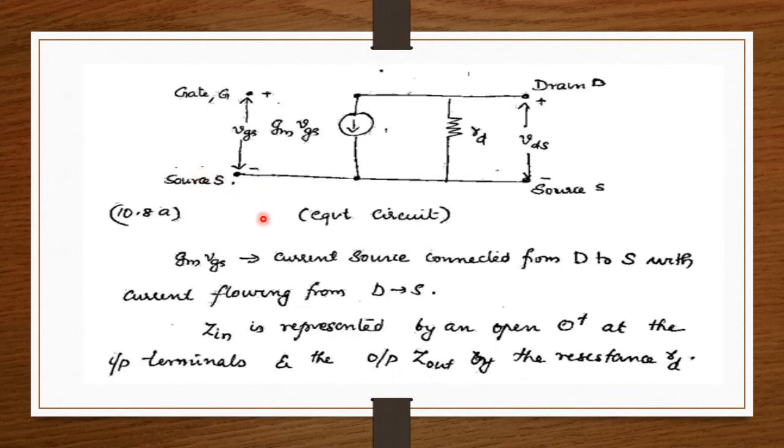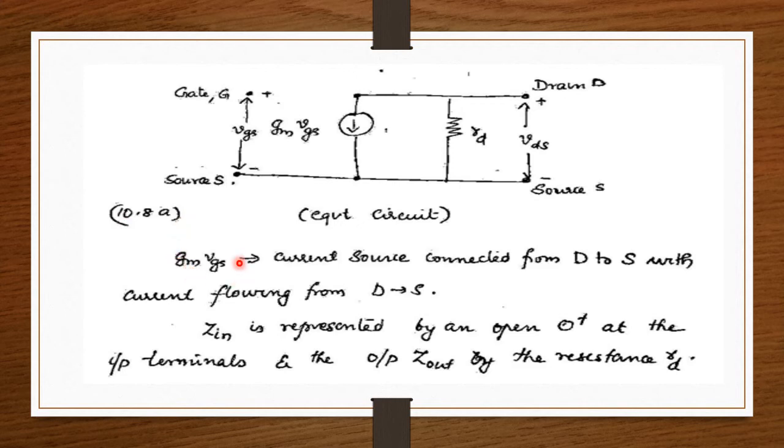Now this is the small signal low frequency FET model. Here this is the gate source junction. We represent this as a current source. This is a Norton's current equivalent circuit. So this is GM into VGS, and here we represent the output impedance or the drain resistance RD, and we have the drain source voltage VDS. This is the equivalent circuit of the small signal FET connection. This is given in the figure 10.8a in Millman.